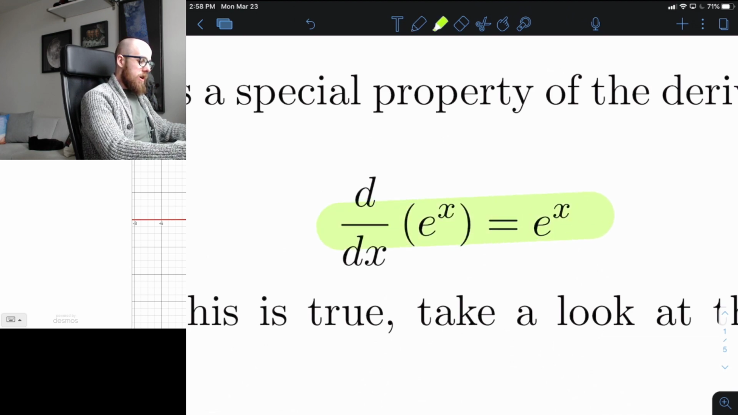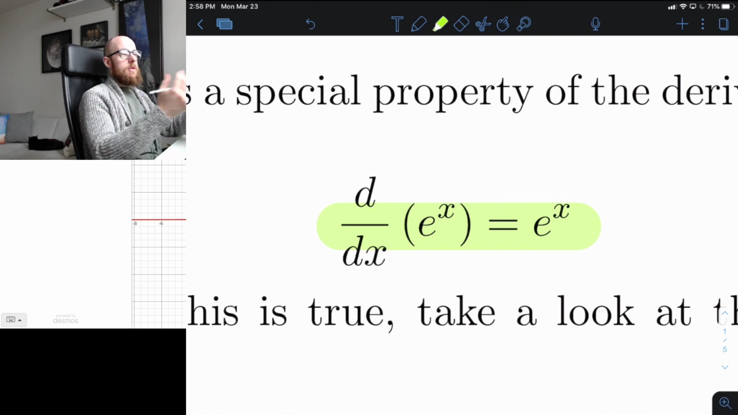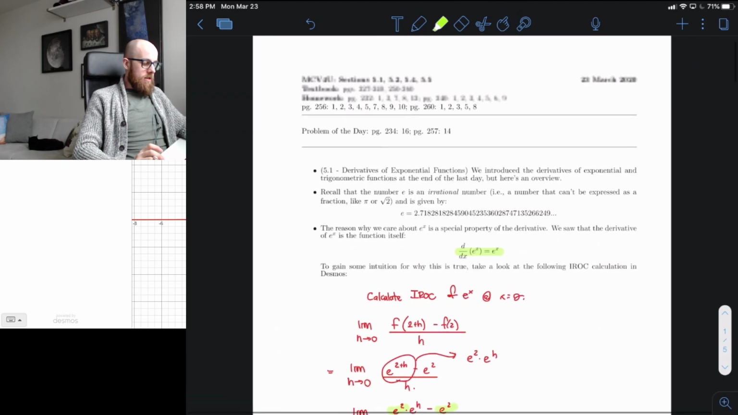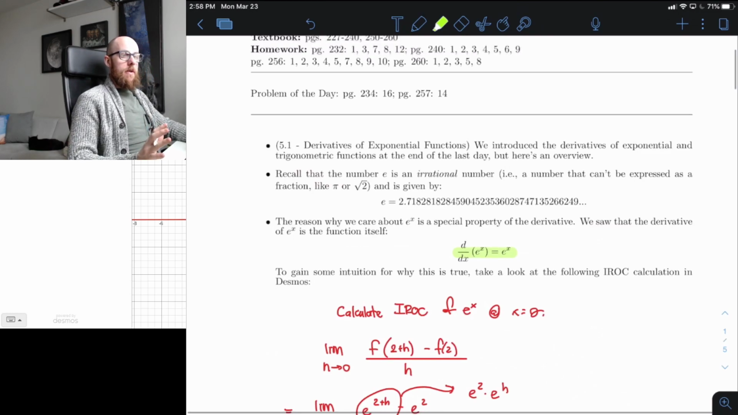Now, from here on out, we're not going to really be using the difference quotient. We're just going to be using this special formula, okay? Okay, a bit of a warm-up, but any questions so far? Are we doing pretty okay?